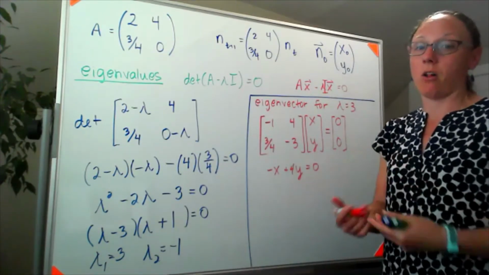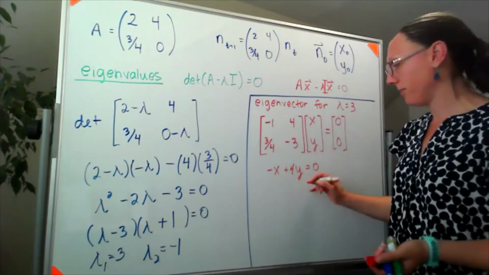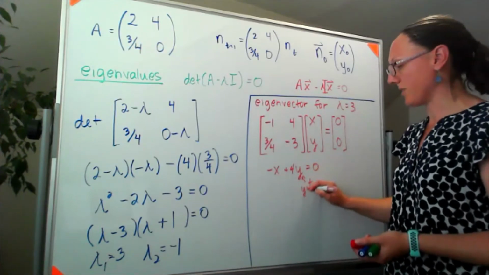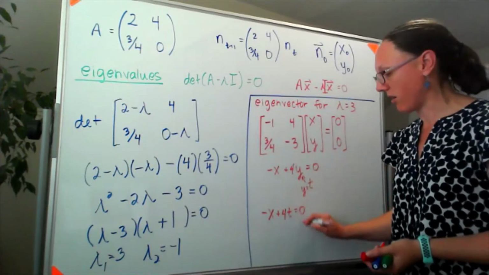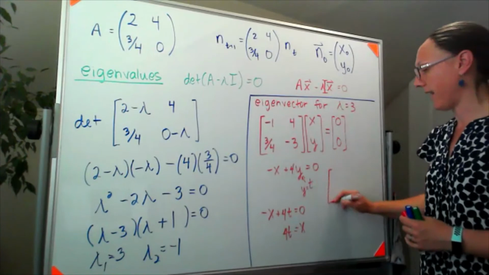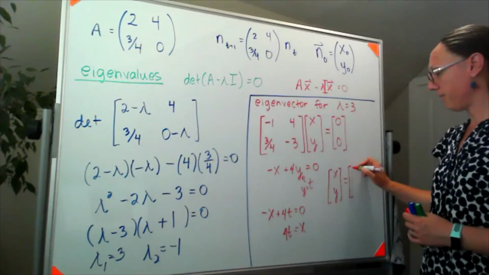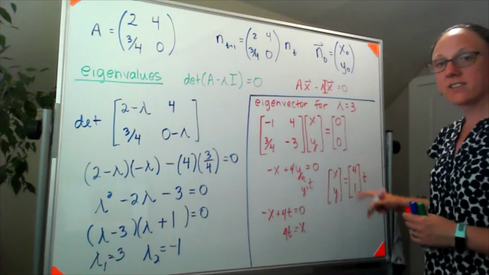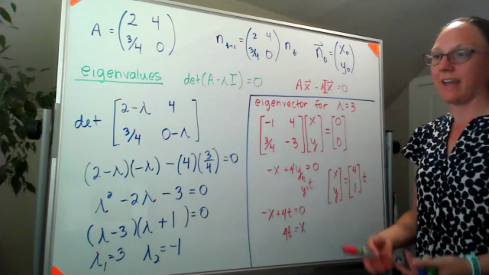And one way to write all of the possible eigenvectors is to choose one of these two to be my free variable. So, for example, if I let y be equal to t, then that would mean negative x plus 4t is equal to 0, or x is equal to 4t. So if I write that as a single vector, then I can say my x, y eigenvector would look like 4, 1 times t. So that 4 to 1 here, that's representing our stable age distribution.